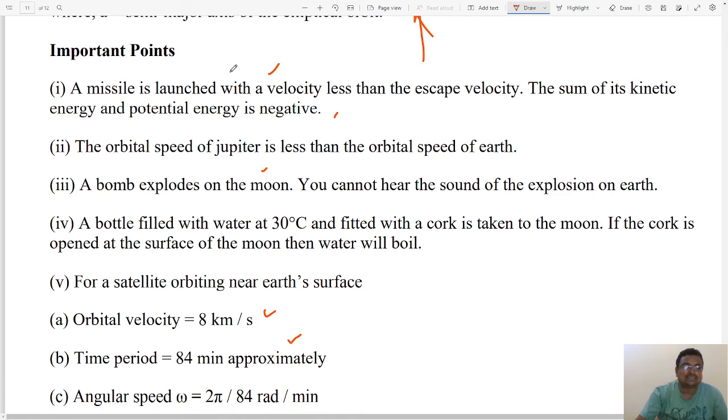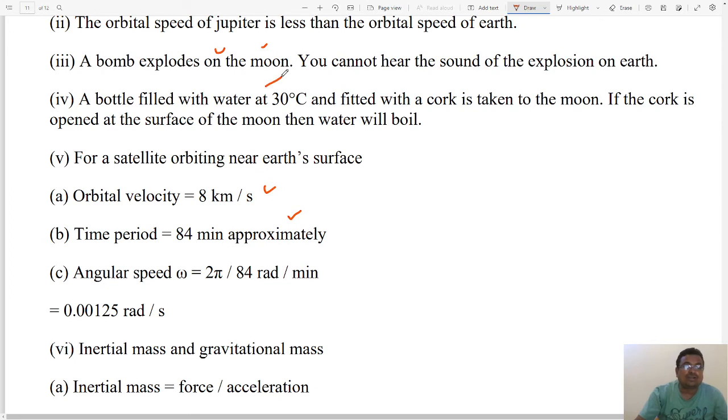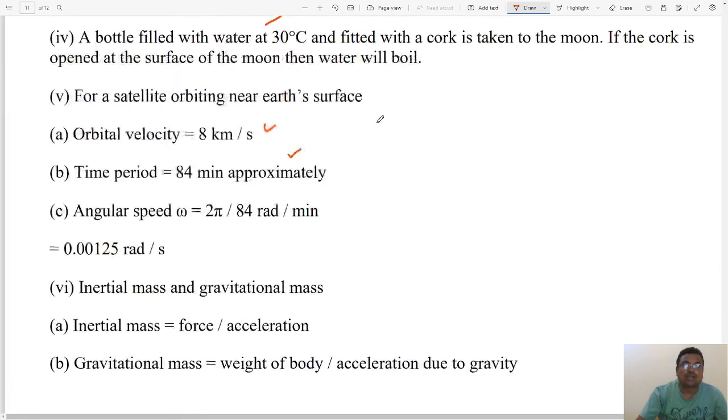Important points. If a missile is launched with a velocity less than the escape velocity, the sum of kinetic and potential energy is negative. Orbital speed of Jupiter is less than the orbital speed of Earth. If a bomb exploded on the moon, we are not able to hear the sound because sound is a mechanical wave. A bottle filled with water at 20 degrees Celsius, with the cork on, is taken to the moon. If the cork is opened at the surface of the moon, then the water will boil.